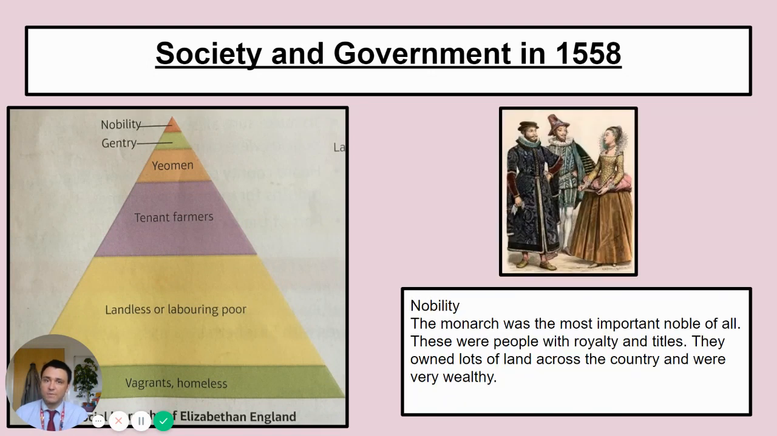So let's go from the top with nobility. Obviously a very small group at the top. The monarch was the most important noble of all, but there were other nobles as well. These are people that are in the royal family or people with titles. For example, Earl, for example, or Dame, and things like that. They own lots of land across the country, and these are very wealthy individuals. They are a small part of England, but they are incredibly wealthy and own lots of land throughout the country.